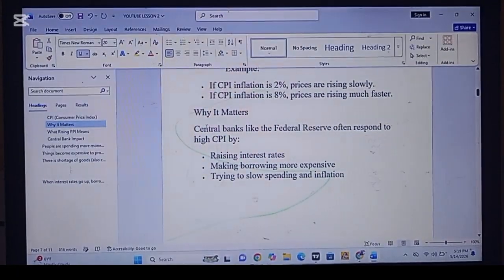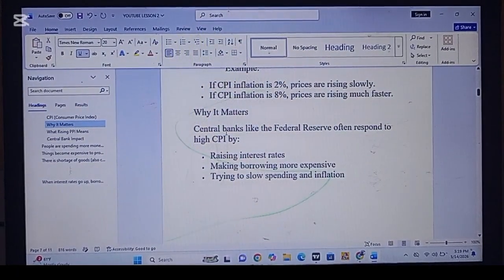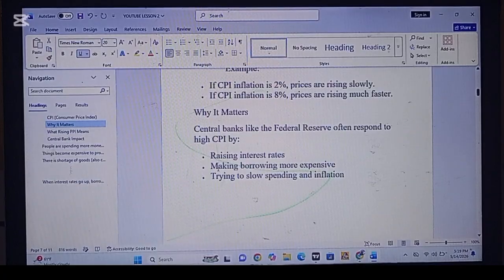So it matters because of the central banks like the Federal Reserve. Now we are talking about the US, so the central bank for the US is the Federal Reserve. So how do they respond? They respond by raising interest rates.